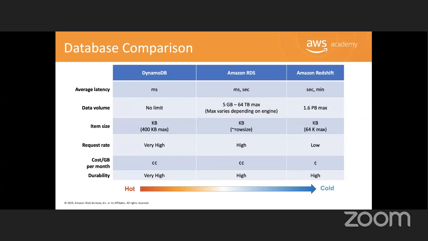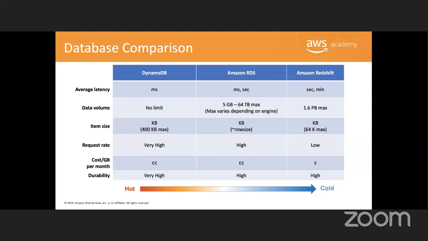So for database components, we have here DynamoDB. DynamoDB has a latency of under a single digit millisecond. It's very fast. Amazon RDS is in milliseconds to a second. Amazon Redshift is seconds and milliseconds.